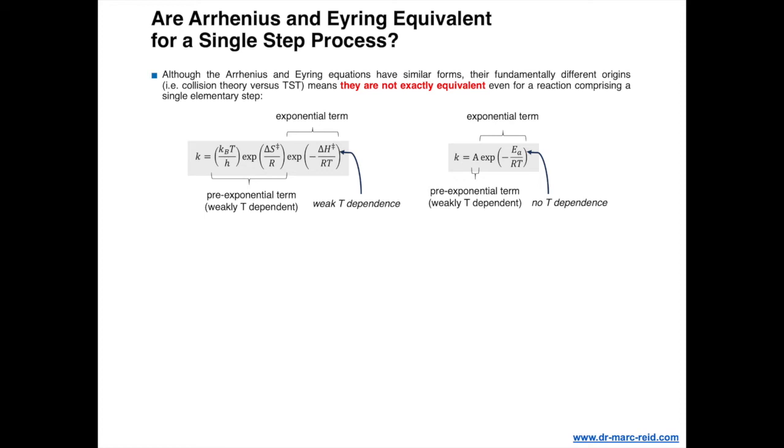You might then ask, are Arrhenius and Eyring equations equivalent for a single step reaction? Ultimately, no. They are each derived from two different formalisms, Arrhenius from collision theory and Eyring from transition state theory. One way to show this difference is in the last exponential term of each equation. On the left, the Eyring equation involves an enthalpy term, which is weakly temperature dependent. Conversely, the activation energy term in the Arrhenius equation on the right is temperature independent.